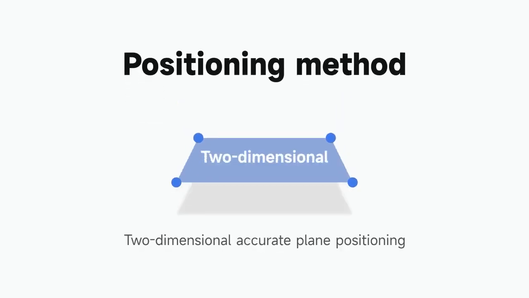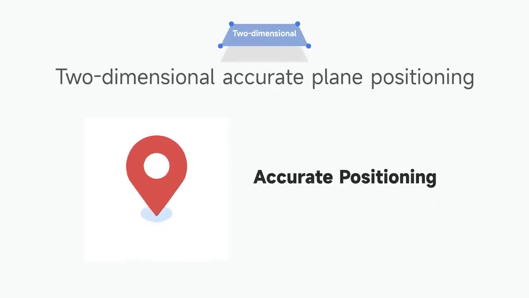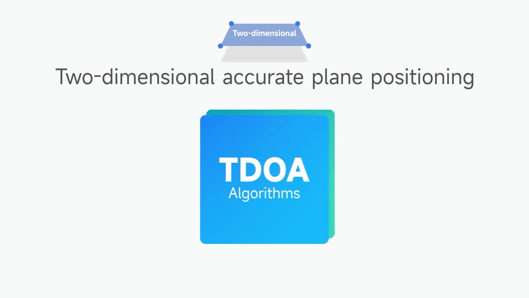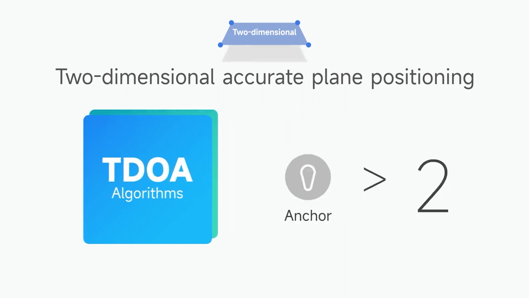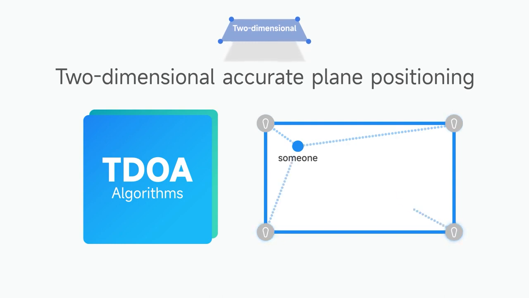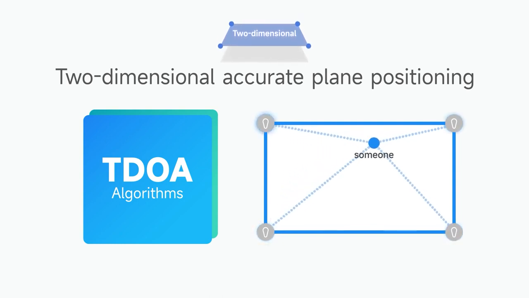Positioning method. 2-dimension accurate plane positioning. The 2D method can achieve accurate positioning. Two algorithms, TDOA and TWR, are employed for this purpose. When the TDOA algorithm is used for positioning, the minimum number of anchors is 4, and the anchor layout is expanded, with a rectangle as the basic unit.